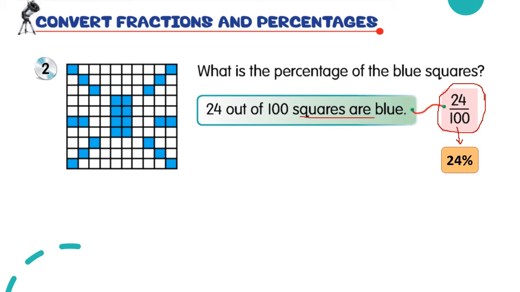Is it right? If 3 over 100, this means 3%. This is another example.